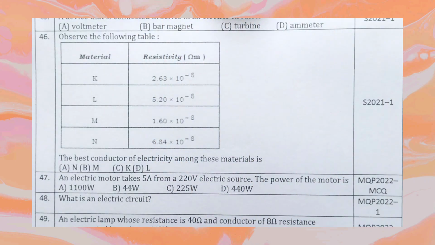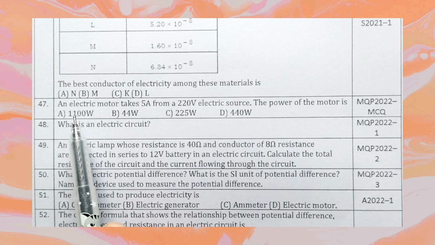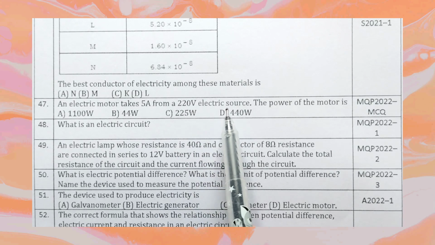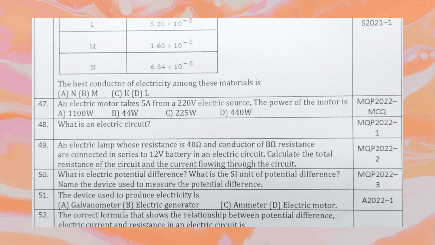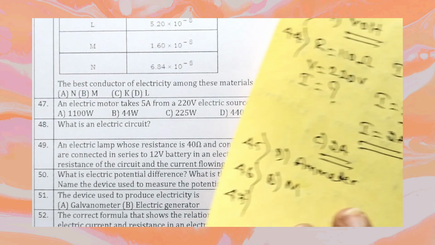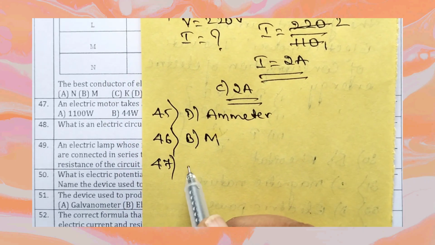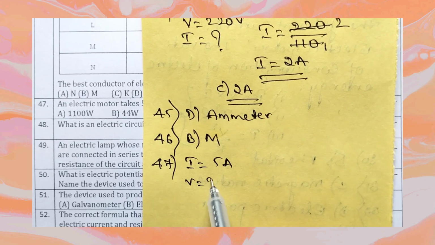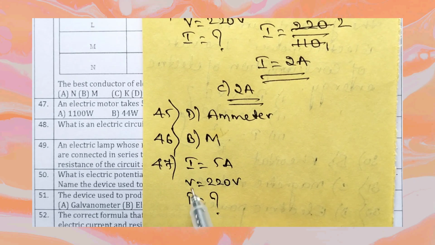Now let us move to the 47th question. An electric motor takes 5 ampere from a 220 volt electric source, then the power of the motor is dash. So current is given, voltage is given, let us find out the power. I is equal to 5 ampere, voltage is equal to 220 volts, then power is equal to question mark.